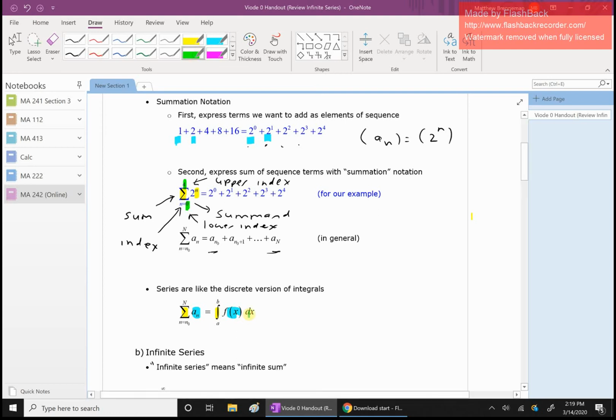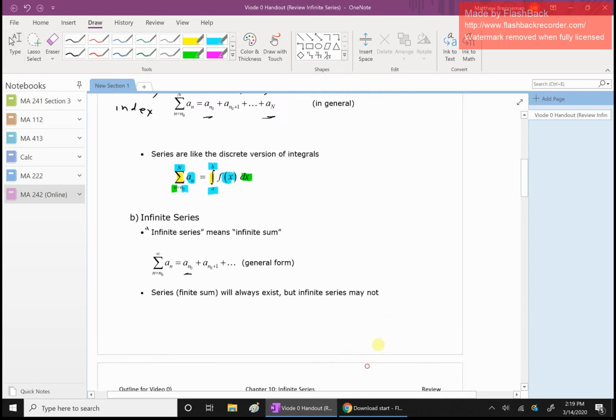X is kind of like our variable of integration. This index is kind of like our variable. And of course, we're telling it where to start summing and where to end the sum. So this is kind of like the lower limit and the upper limit of integration.